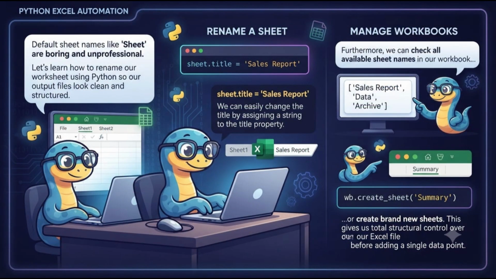Default sheet names like Sheet are boring and unprofessional. Let's learn how to rename our worksheet using Python so our output files look clean and structured. We can easily change the title by assigning a string to the title property: sheet.title equals "Sales Report". Furthermore, we can check all available sheet names in our workbook or create brand new sheets using wb.create_sheet("Summary"). This gives us total structural control over our Excel file before adding a single data point.